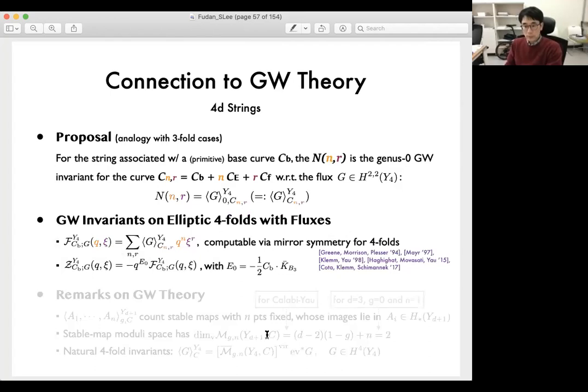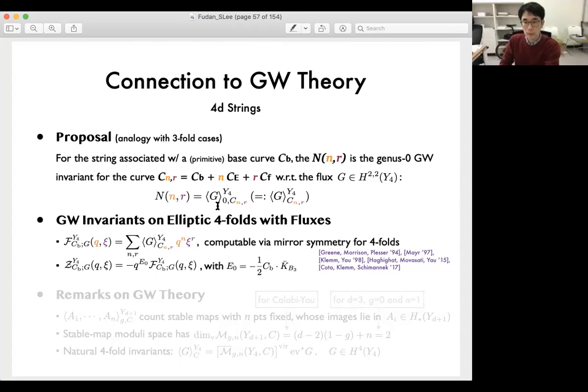Now, we turn to four dimensions. By analogy, we propose that the elliptic genus of a four-dimensional CB string has its expansion coefficients n, given again by these enumerative invariants. The precise mathematical description in this case is that they are the genus zero invariants on the elliptic fourfold Y4 for the one-pointed fixed curves C sub nr, where the G4 flux is inserted.